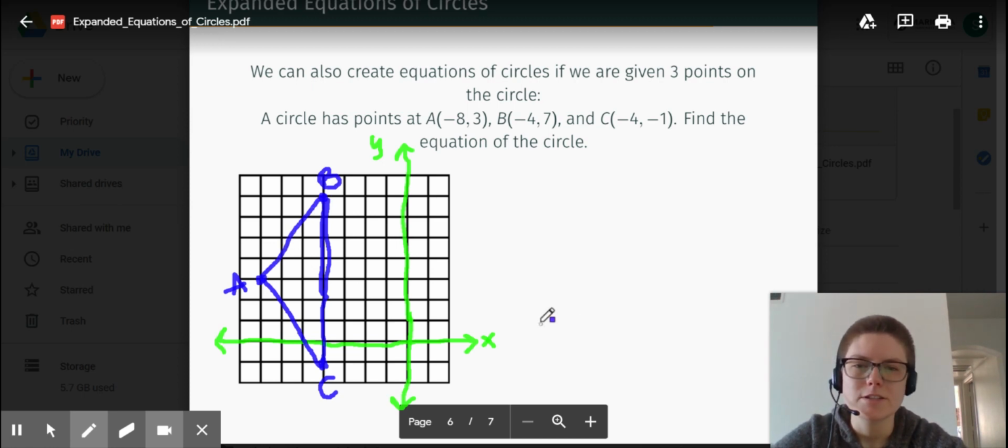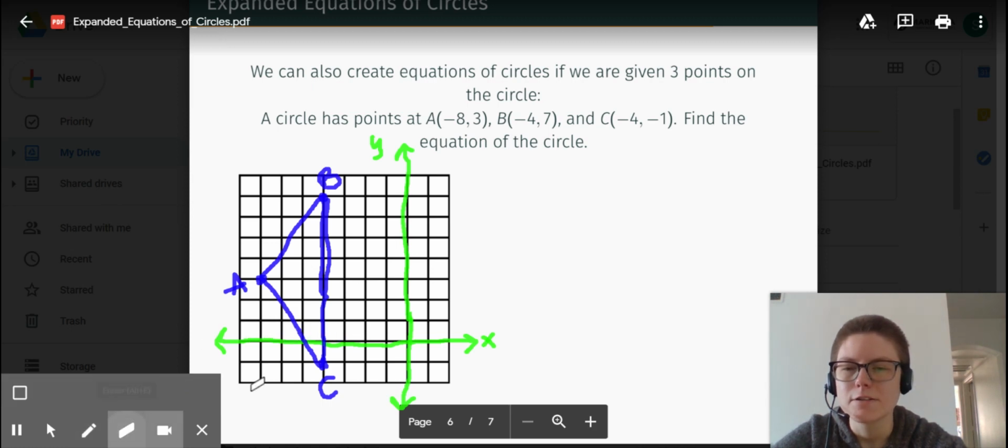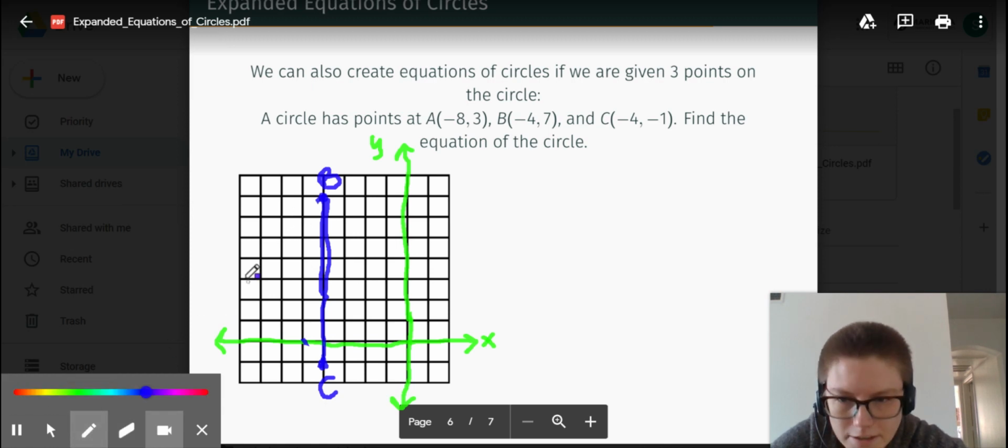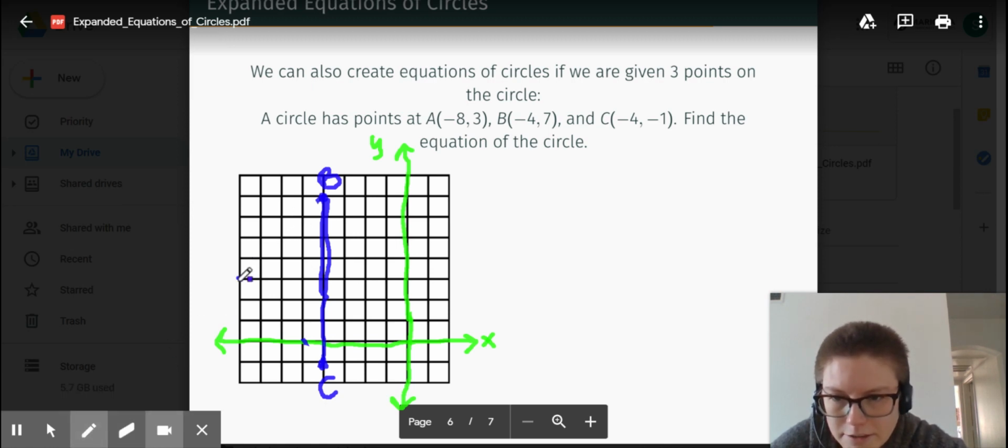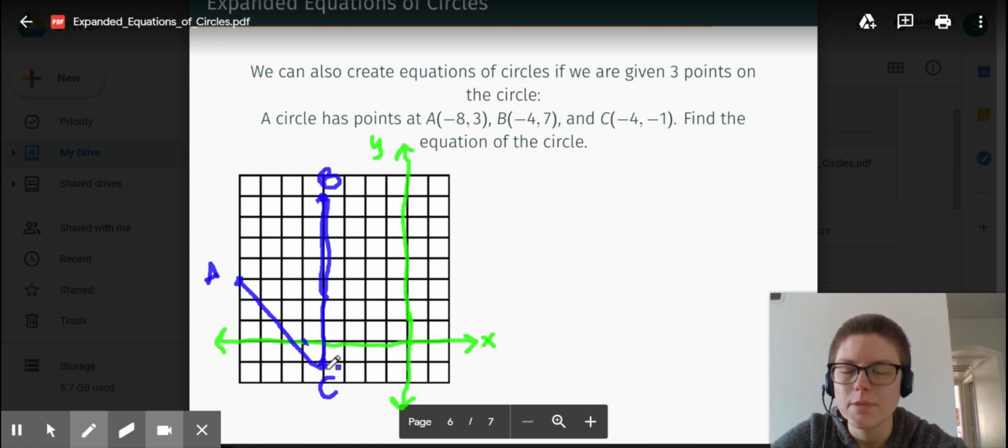This looks really weird today. It didn't look this weird yesterday. Something's wrong. 1, 2, 3, 4, 5, 6, 7. I see what's wrong. I graphed A at negative 7, comma 3 instead of negative 8, comma 3. That's why it's wrong. Let's fix that. All right. Right there. At least I recognized that it was wrong before we did all the math part.